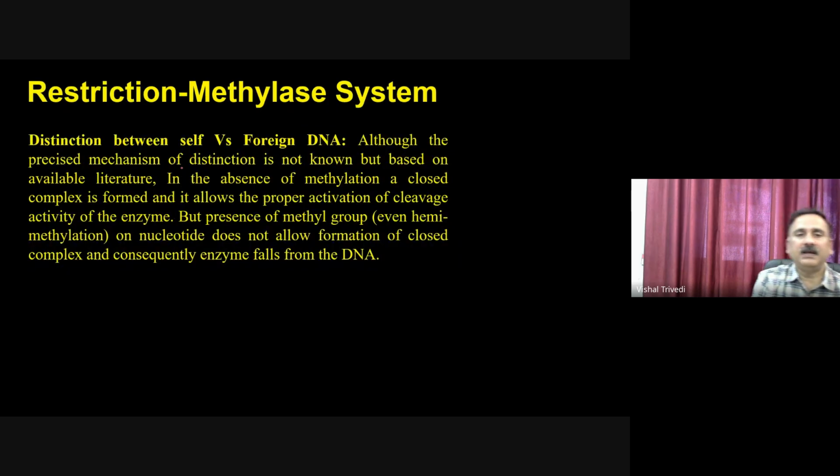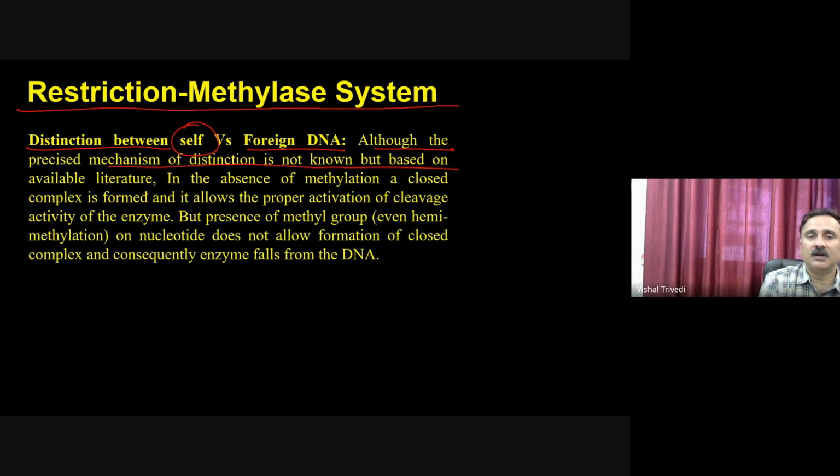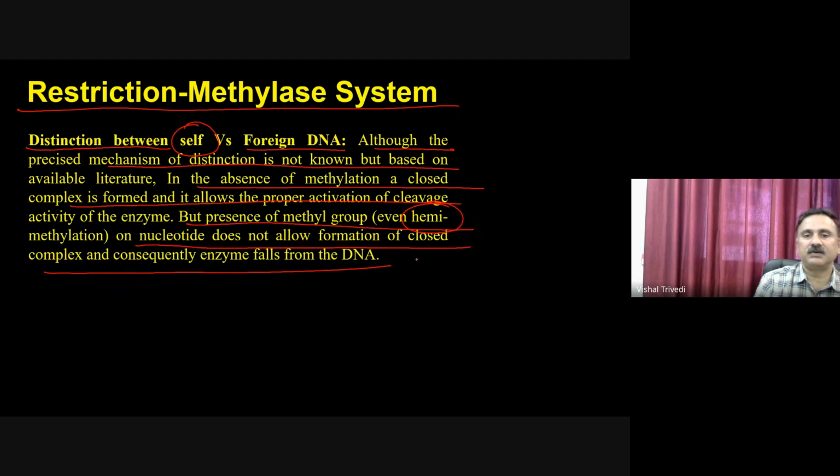So basically, every bacteria or every prokaryotic system has the restriction-methylase system, which allows it to distinguish between the self and the foreign DNA. Although the precise mechanism is not known, in the absence of methylation, a closed complex is formed and allows the proper activation of the cleavage. But in the presence of a methyl group, whether it is hemimethylated or non-methylated, the nucleotide does not allow the formation of a closed complex, and consequently the enzyme falls off the DNA.